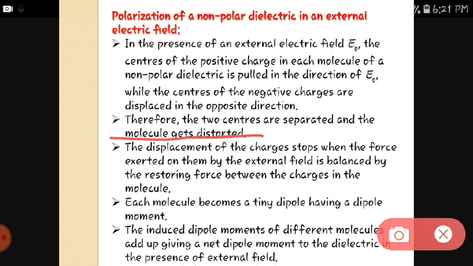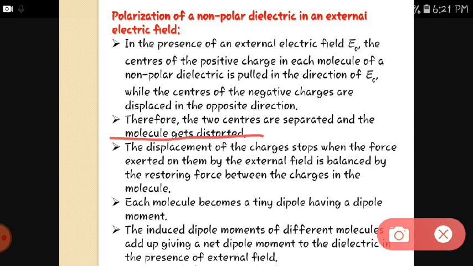Each molecule becomes a tiny dipole having a dipole moment as the external field continues to act on the nonpolar dielectric. So each molecule will have a tiny dipole moment. Why is this? Because the charges get separated, and the induced dipole moments of different molecules will get added up.